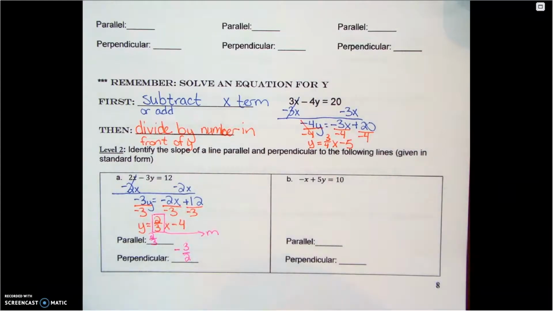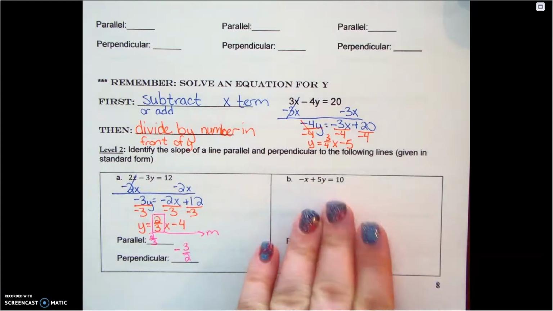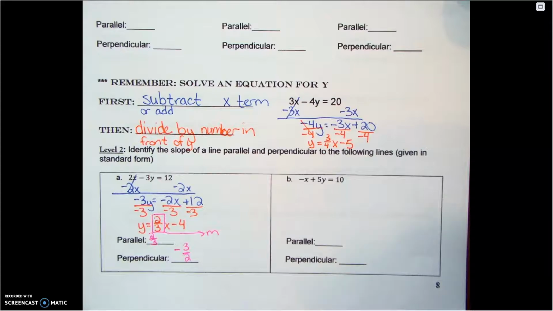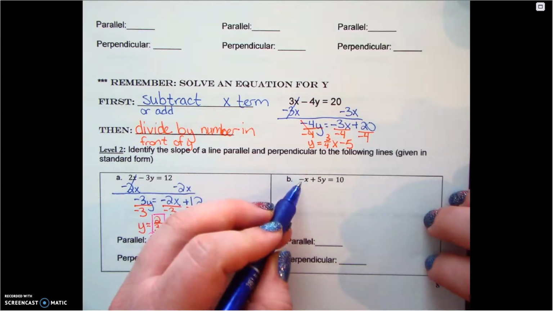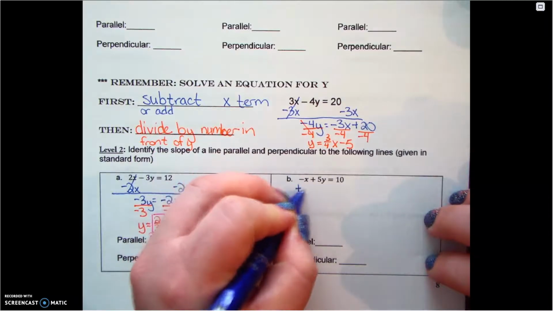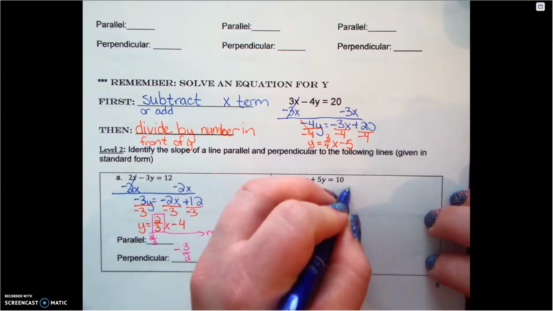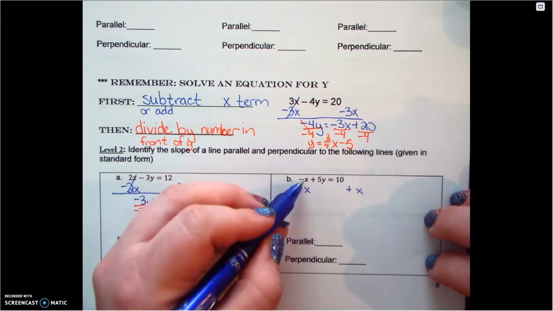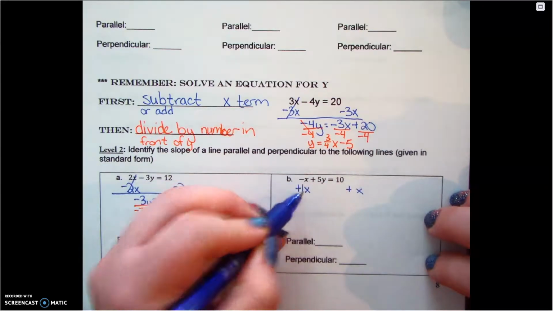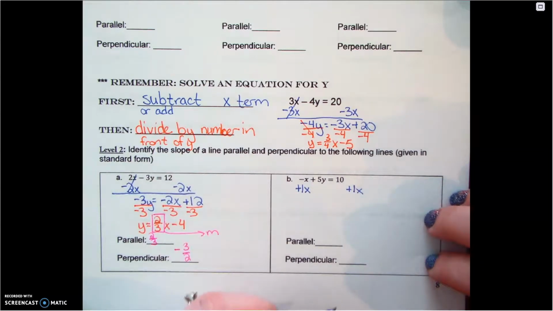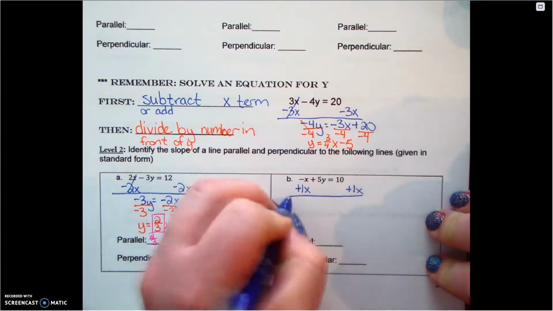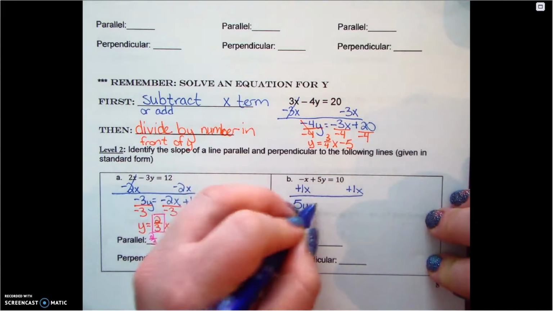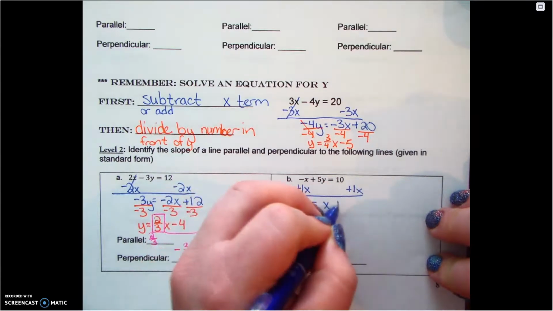So we need to solve this for y. It's given to me in standard form. In this case, I'm not subtracting because this x term is negative, so I'm going to have to add this time. And we know that really, even though I don't see it in front, the coefficient is a 1. So I'm adding 1x to both sides. You don't have to write the 1, but sometimes it can be helpful. So I have positive 5y equals 1x plus 10.